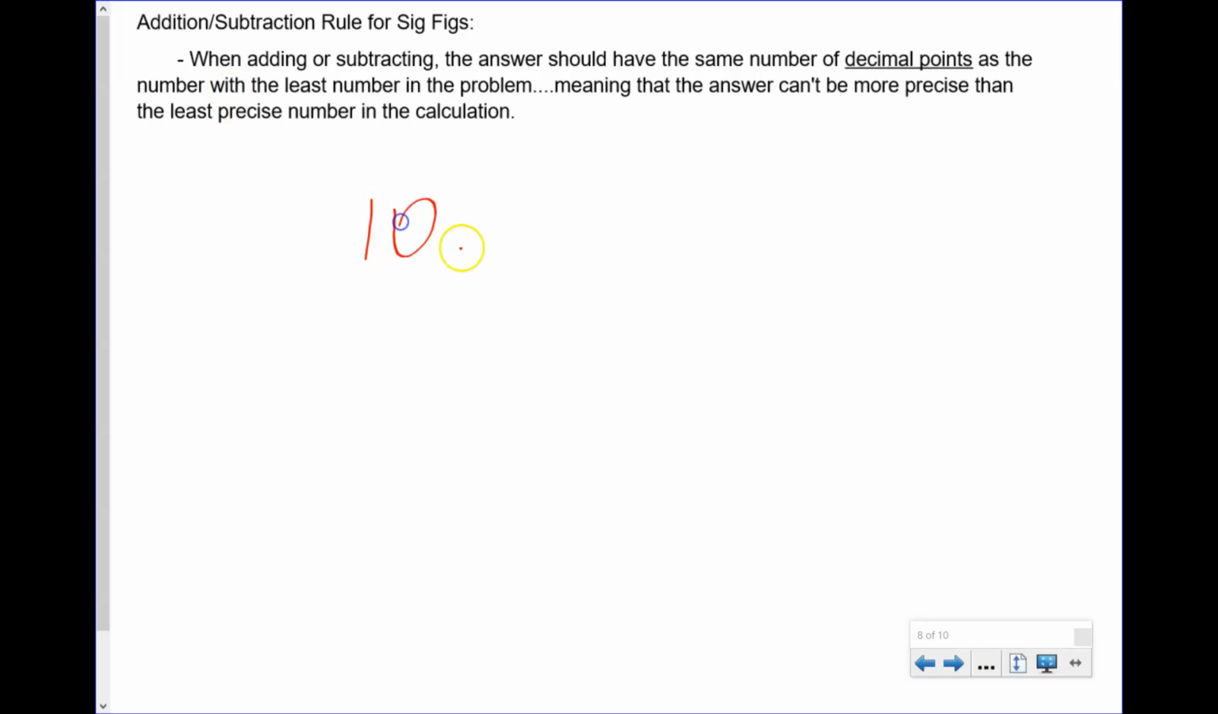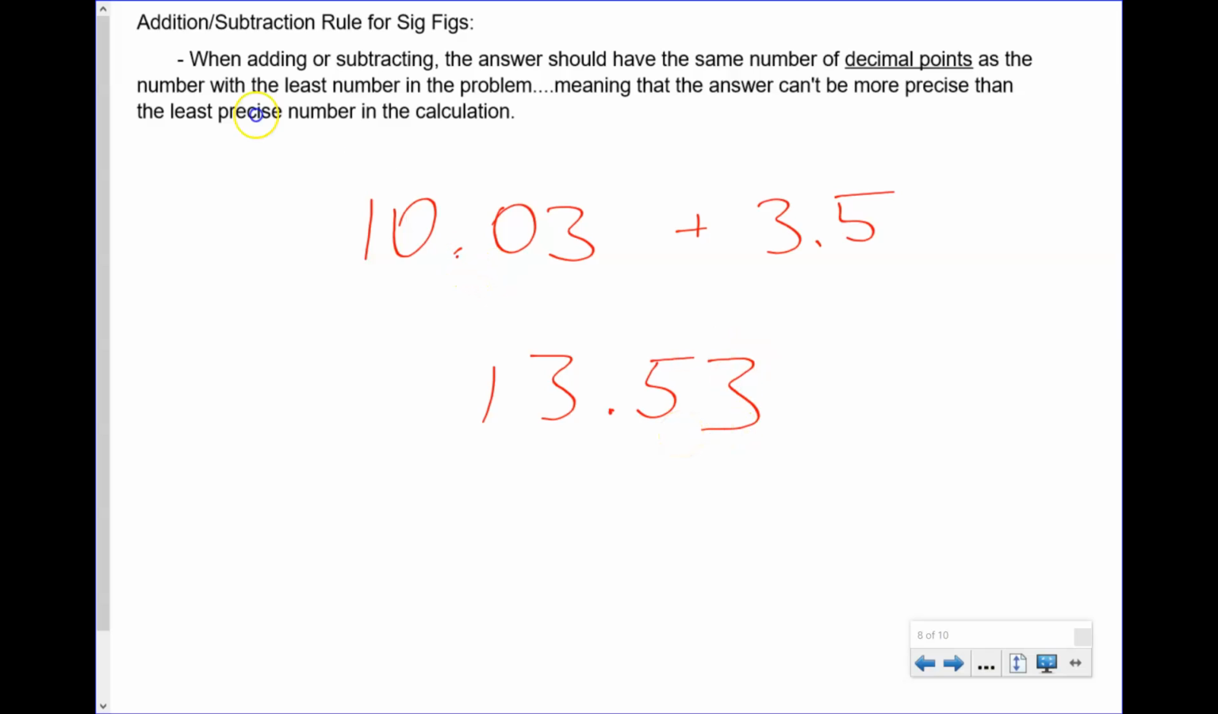Let's say we've got 10.03 plus 3.5. Well, I simply do the math. 13.53, and I get my full answer. Then I look back and analyze the number of decimal places. I have 2 decimal places in that number, 1 in that number, so that means my answer can only have 1. So 13. I look to the right, round, so 13.5 is my answer.